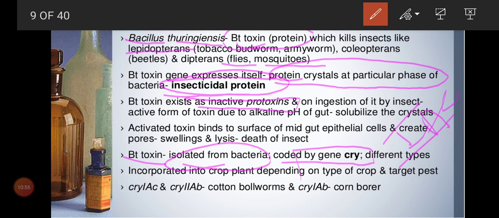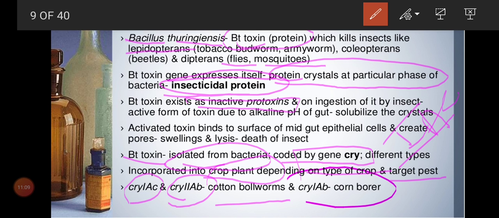1AC, that gene, and there are different types also, incorporated into the crop plant depending on the type of crop and target pest. So CRY1AC is one gene, and like that CRY2AB for cotton bollworms and CRY1AB for corn borer. Only one gene was given in your text, children. You write these three also. CRY1AC and CRY2AB, both for cotton bollworms. Okay. And CRY1AB for corn borer. Corn borer means your normal corn, maize only. So these are the genes responsible for making CRY proteins.